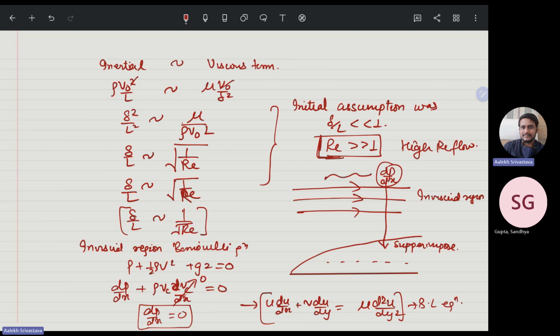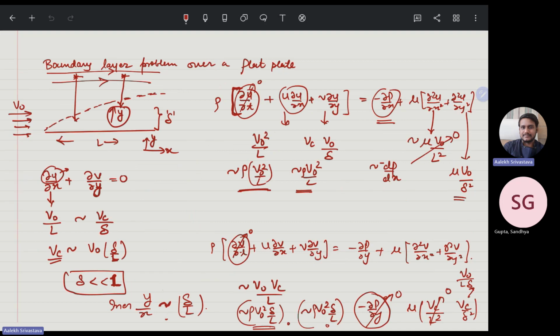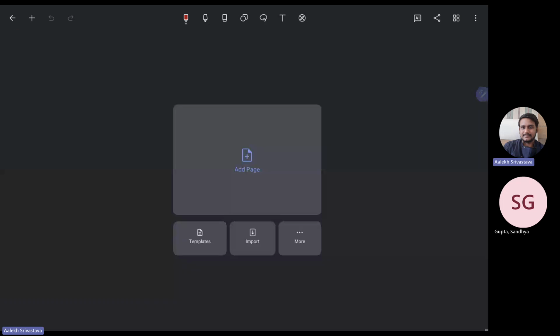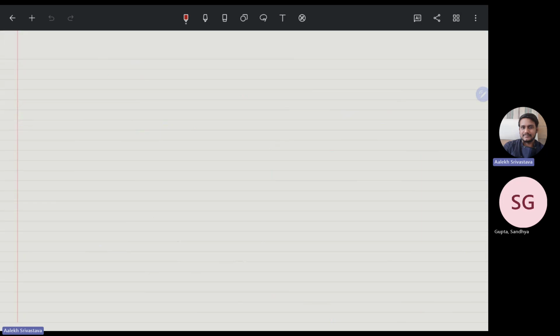Now, this happens over a flat plate. Now we have another question of this same boundary layer problem. Suppose you have a free convection problem, and it gives a momentum equation in this way. I will write it, then it will be easy.